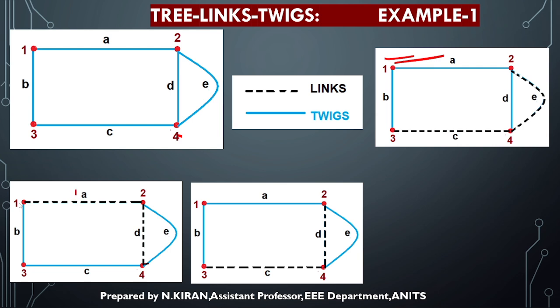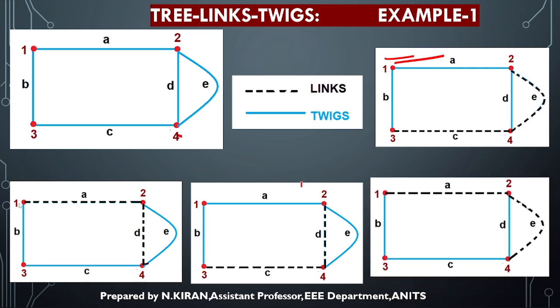So A, D branches are called links and B, C, E are called twigs. See, remember that every graph will have many number of trees. There is no unique tree formation for a graph. Okay, there are many trees that can be formed for an original graph. So these are all the possible trees. You can see in the last two examples also, it is containing all the 4 nodes and there is no closed path. So I hope you have understood what is tree, what is link, and what is twig by this example.